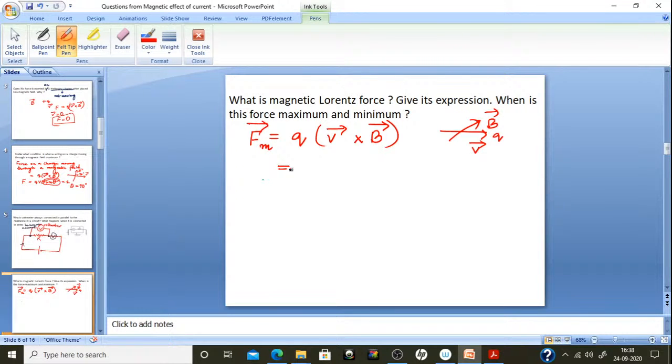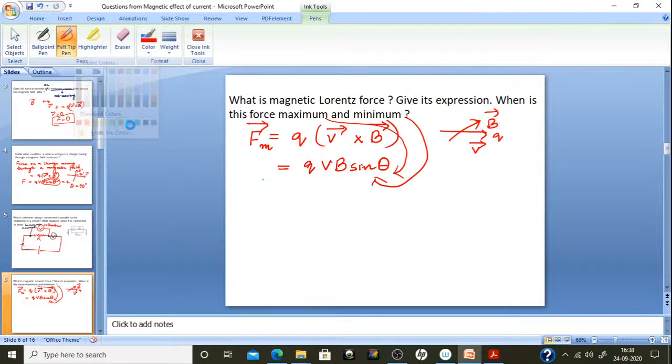Let me write M for magnetic. Okay. Now, if I remove the vector here, I will get Q V B sine theta, right? I am just writing the magnitude. This is just the number. Direction, we are not concerned with direction here, right? Okay. So, Q V B sine theta is the magnitude of the force. This will be the amount of force that the charge will experience. Now, see, the question is, when will this be maximum, when will it be minimum? So, maximum or minimum depends on sine theta. Okay, whether it will be maximum or minimum depends on the value of sine theta.